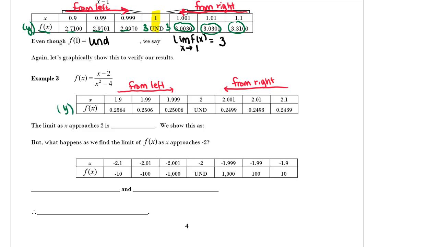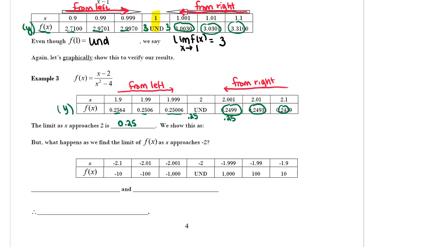Well, if I look from the left, I'm going from 0.25 to 0.2506 to 0.25006. So it looks like our y values are headed towards 0.25 or 1/4. From the right, our y values go from 0.24 to 0.249 to 0.2499. So these guys are also headed to 0.25. So we say the limit as x approaches 2, because it's the same on both the left and the right, we can say the limit itself does exist and is equal to 0.25.